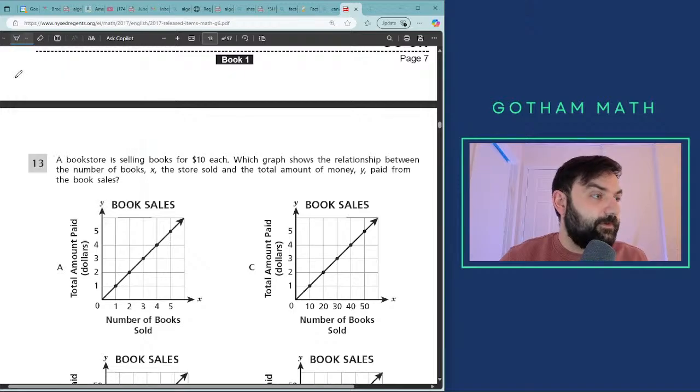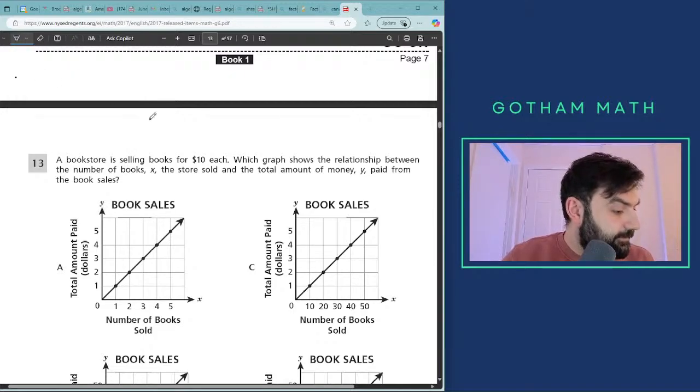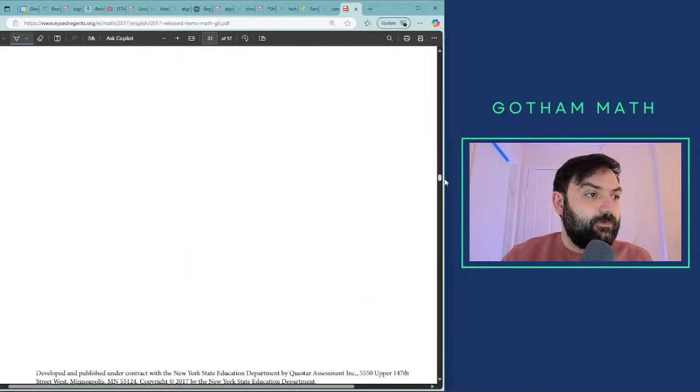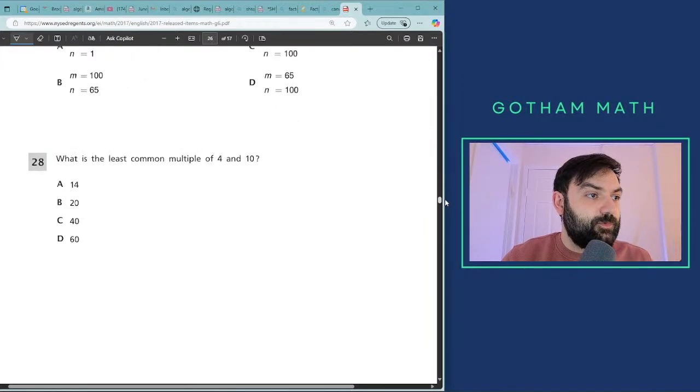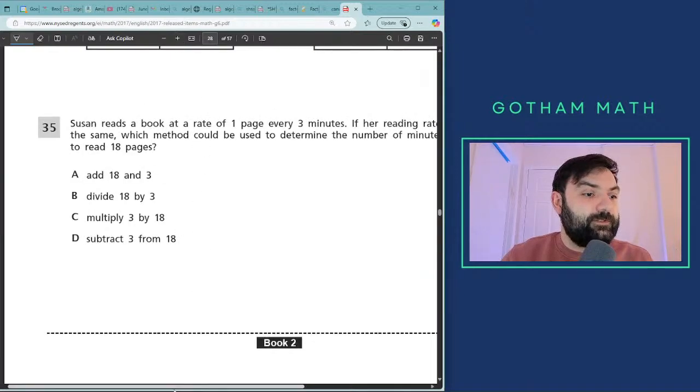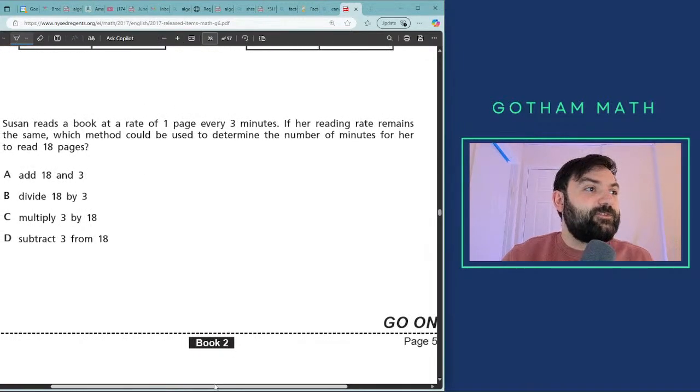What's next? Number 35. Oh, that's all the way in the book too. Number 35. All right, let's go. Susan reads a book at the rate of 1 page every 3 minutes. If her reading rate remains the same, which method could be used to determine the number of minutes for her to read 18 pages?